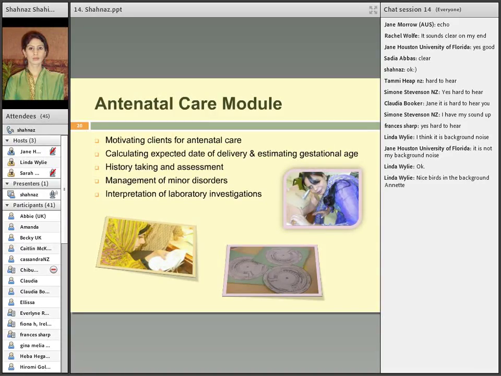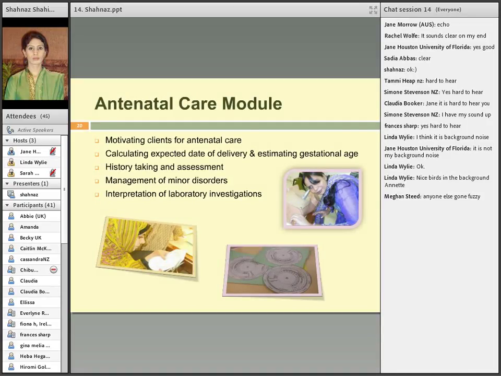It also covered calculating the expected date of delivery and estimating gestational age. As you know, the literacy rate is very low in Pakistan, so women don't remember their menstrual dates. They go by the moon at times, or by the lunar calendar. They just say it was mid of last month or something like that.